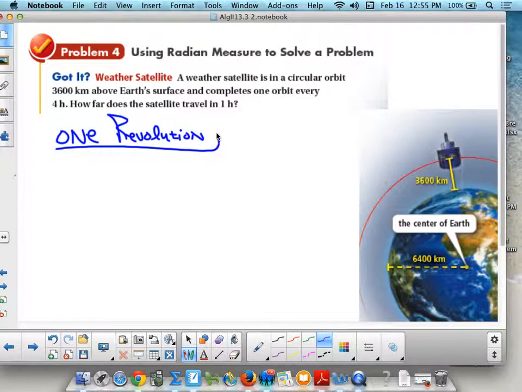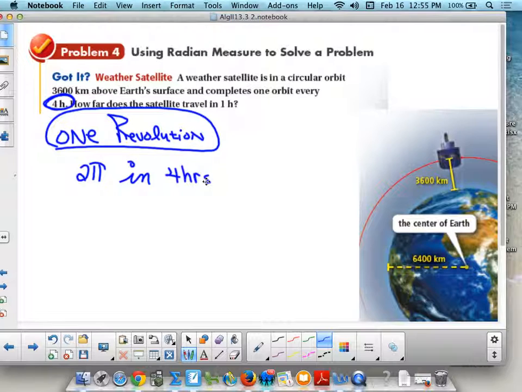Okay, one revolution, it goes around the Earth. How many radians is that? 2 pi. Guys, if it goes around the world, it goes 2 pi radians. But the thing was, it said in how many hours? It does one complete revolution in 4 hours. Okay. All right. So here's the question.